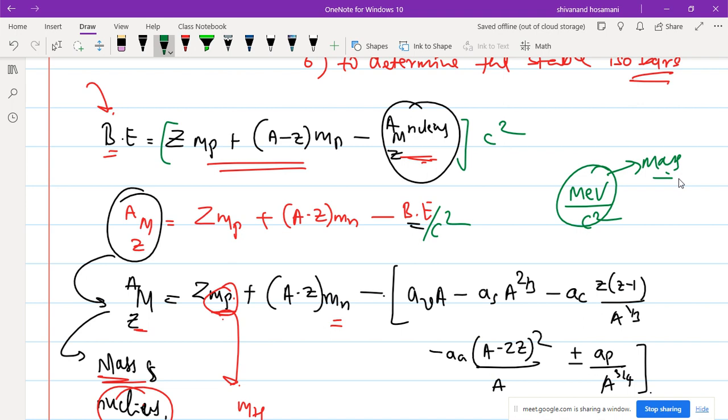Before going to the liquid drop model, let us do it based on mirror nuclei. How do you calculate the mass difference between mirror nuclei?